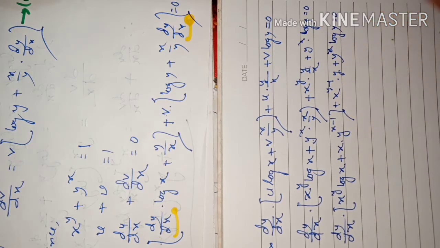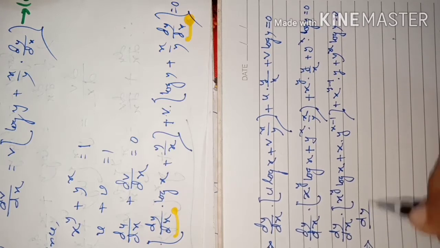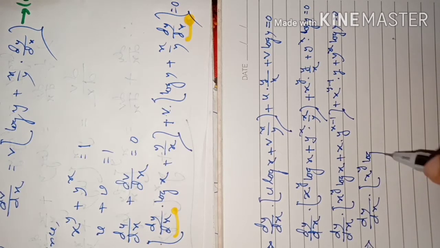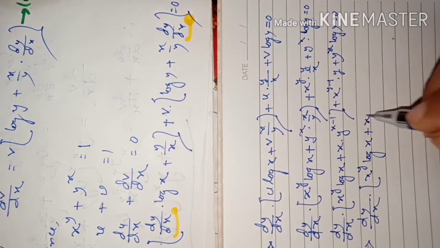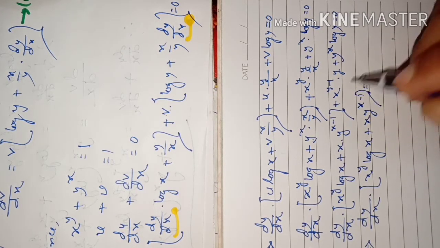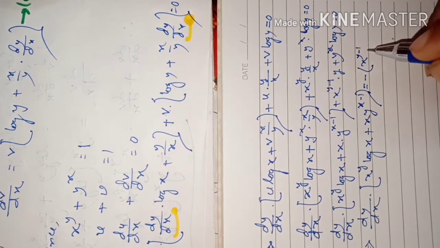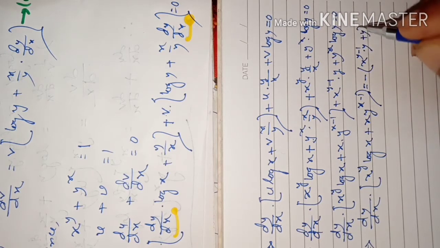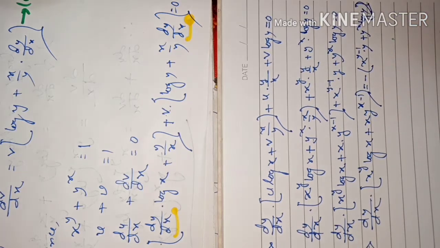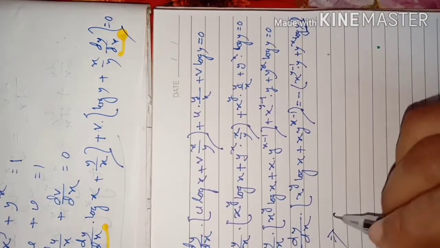Taking this whole part to that side and taking this also to that side, or let us write in two steps: dy by dx into x to the power of y into log x plus x into y to the power of x minus 1 is equal to minus this whole thing. So it will be x to the power of y minus 1 into y plus y to the power of x into log y.